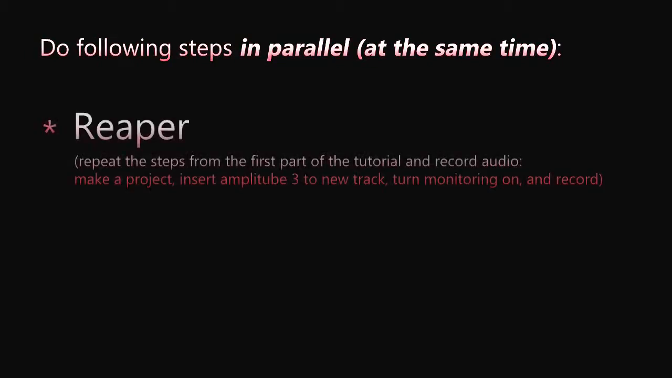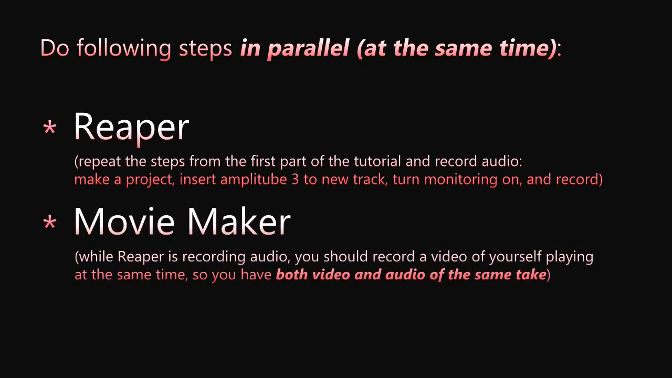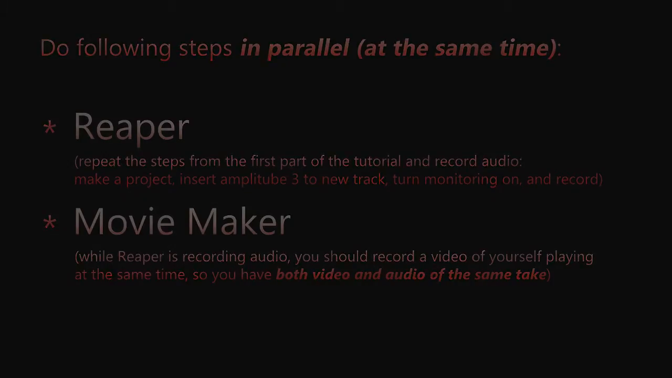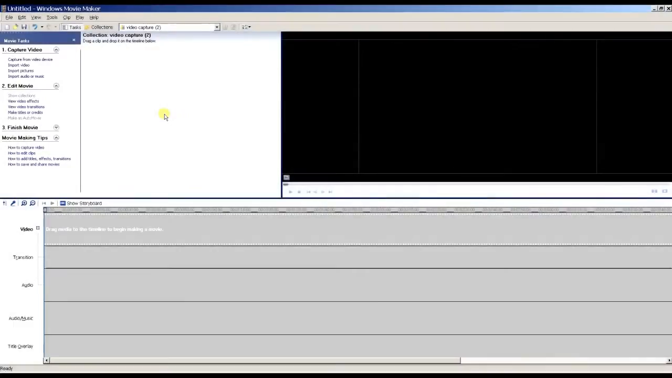If you want to record a good video with audio, you need to do the following steps in parallel. Open Reaper, repeat steps done in the first part of the tutorial, and record your take. While Reaper is recording, capture yourself playing from Movie Maker. Later on, you will put together these two separate files. Let's see how to capture.